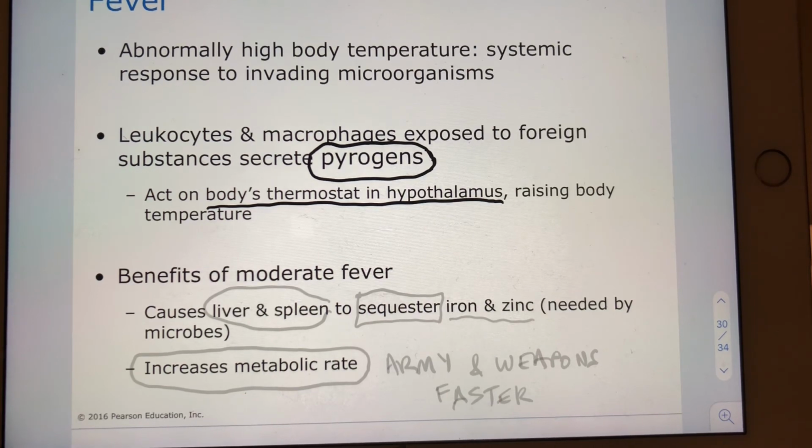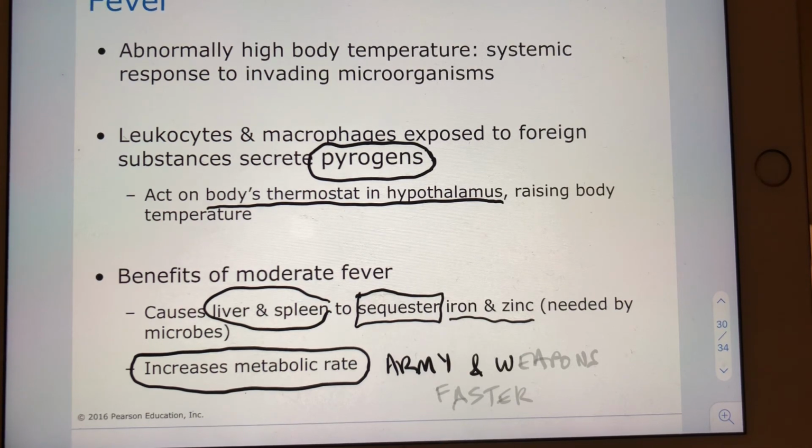It does two things. It triggers our liver and spleen to sequester, lock away iron and zinc in particular, which are needed by many microbes or cells in general to successfully perform cell division. If they don't have access to iron and zinc, then they can't do cell division. And the other is simply that the increase in temperature increases the rate of metabolism so that we can churn out army and weapons even faster.